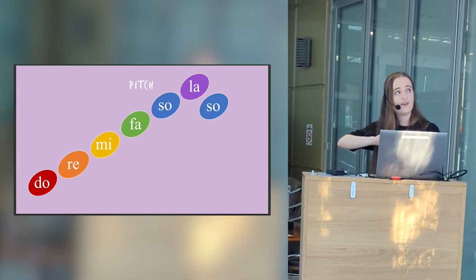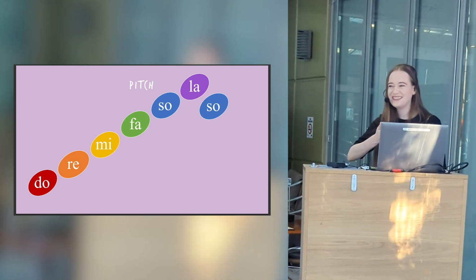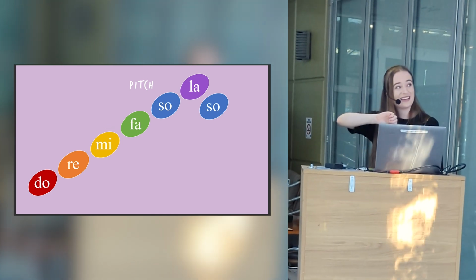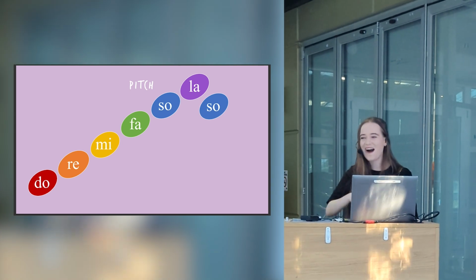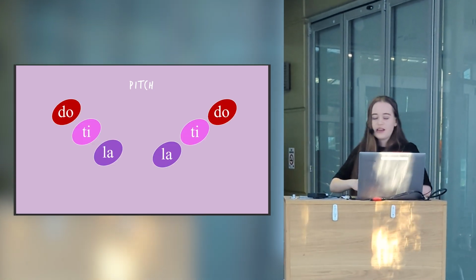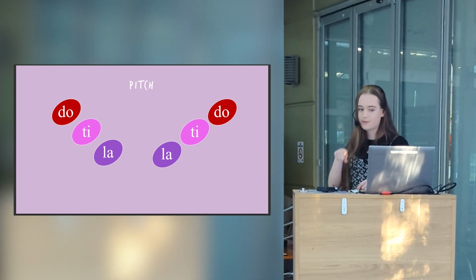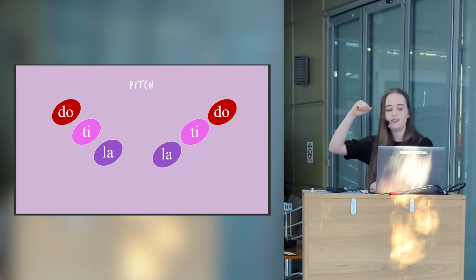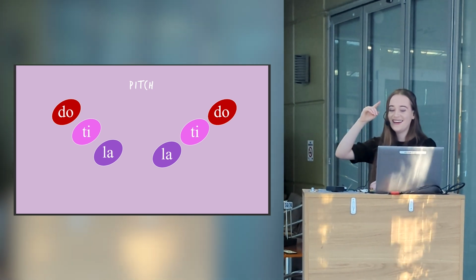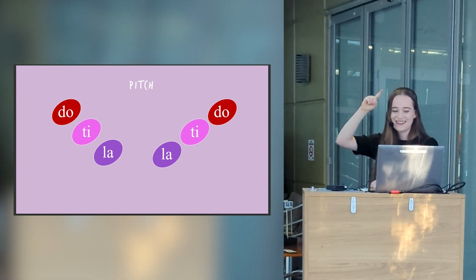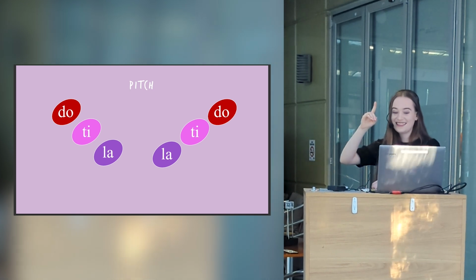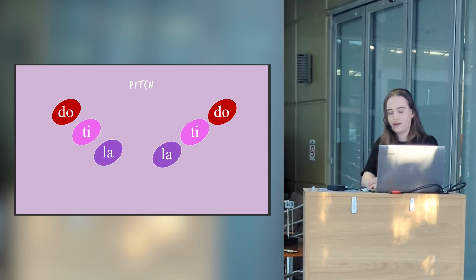Have a listen to me do it first. Do, re, mi, fa, sol, la, so. Your turn. Do, re, mi, fa, sol, la, so. Oh, beautiful. Wonderful. And we can also go downwards in pitch from do because, as I said, it's a cycle. We keep getting back to do. So this one sounds like do, ti, la, ti, do. Your turn. Do, ti, la, ti, do. Fantastic. We're getting a little bit high there.